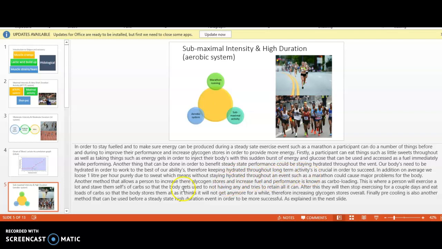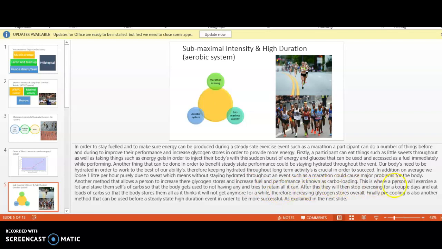Another method that allows a person to increase their glycogen stores and increase fuel and performance is known as carbo loading. This is where a person will exercise a lot and starve themselves of carbs so that their body gets used to not having any and tries to retain all it can.